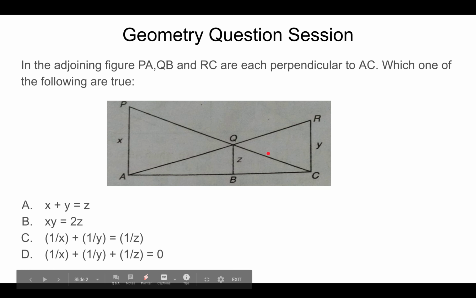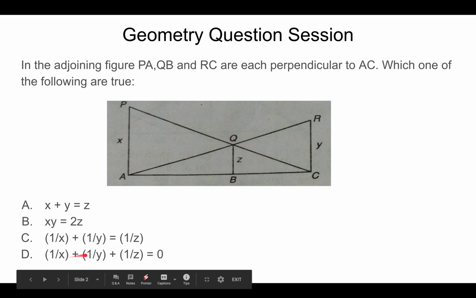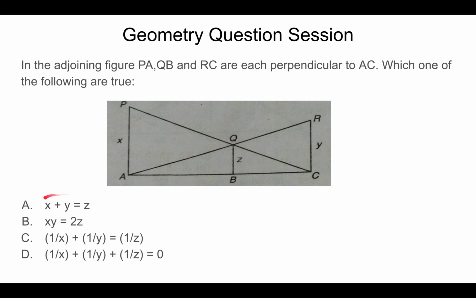Now let us go to option D. As we all know, x, z and y, none of them can be negative, at least they cannot be negative. So 1 by x plus 1 by y plus 1 by z cannot be equal to 0. Fine. Now let us move to option number A.